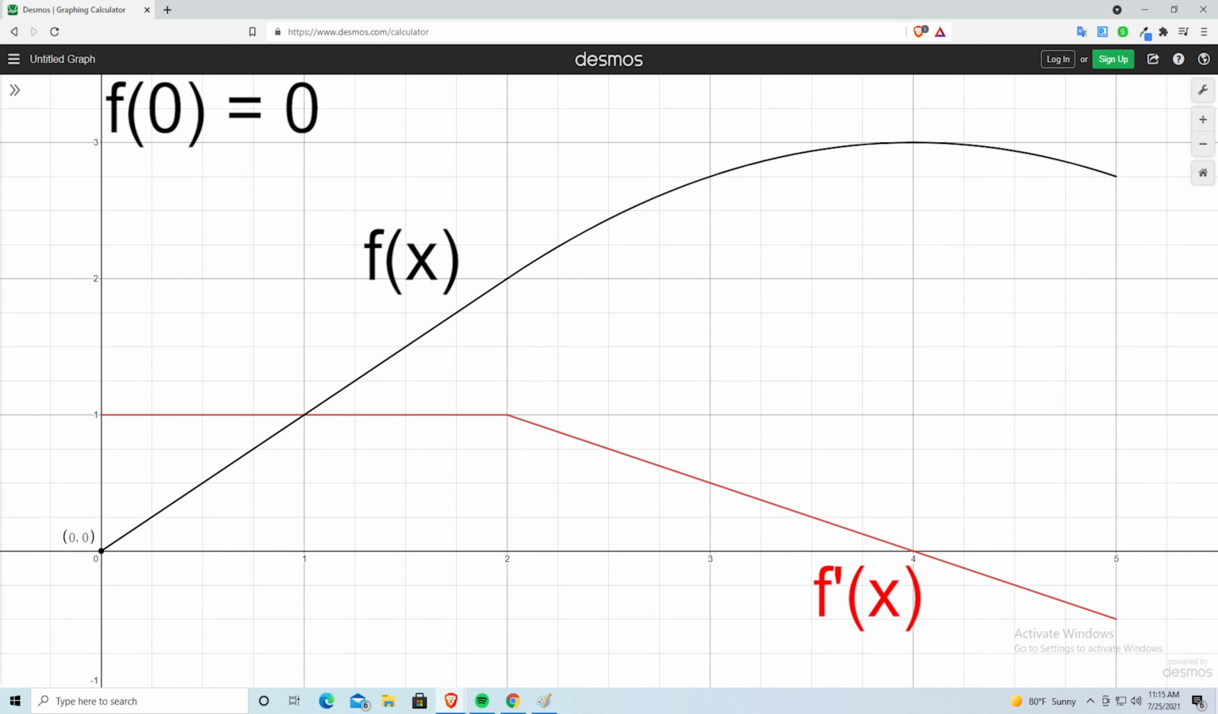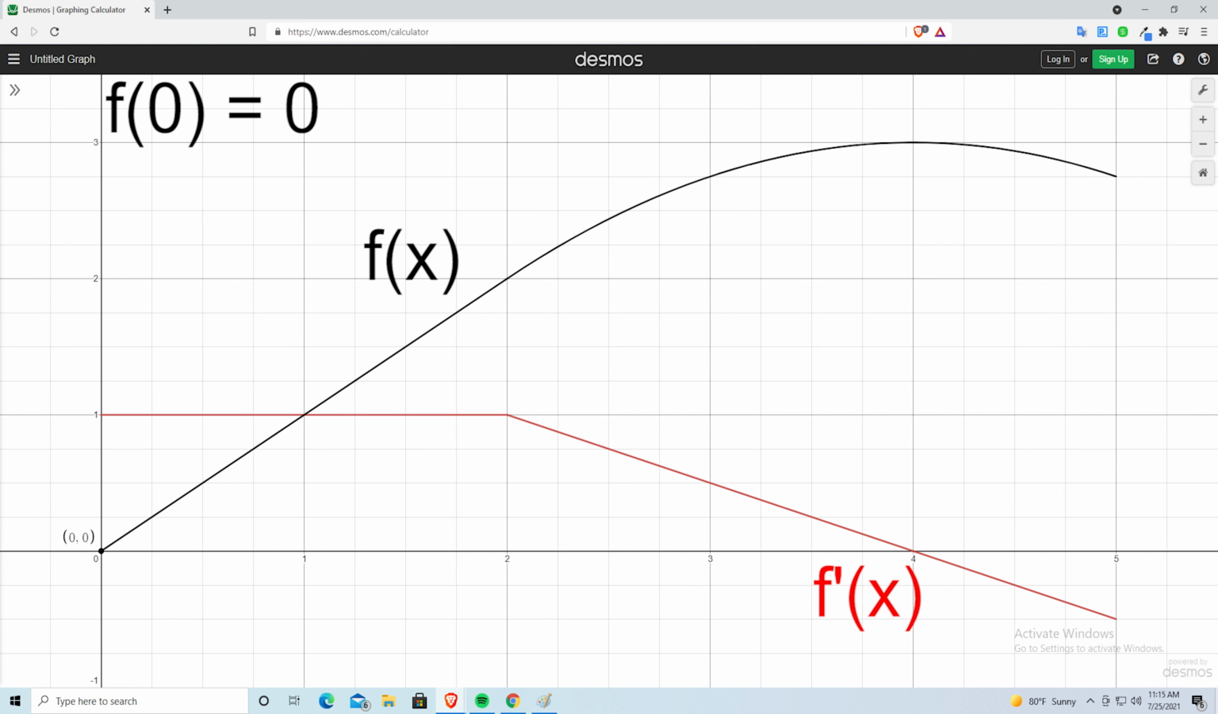And then after 2, the function is still increasing, but we can see it's increasing less and less all the way up to 4. And so the derivative function should always be positive over that interval, but it should be trending towards 0, which it does. And then after 4, the function begins to decrease, and so my derivative function should be negative, which it is. So that's one way to verify your work if you're more comfortable with derivatives than you are with antiderivatives.